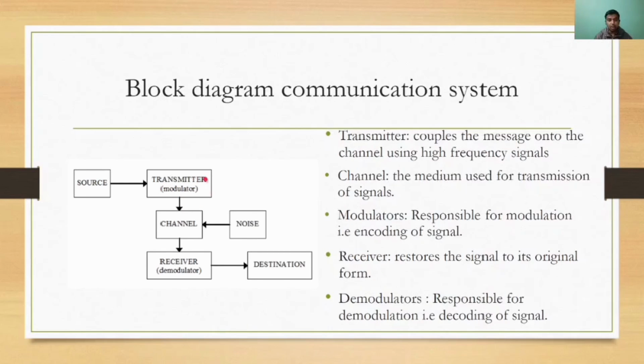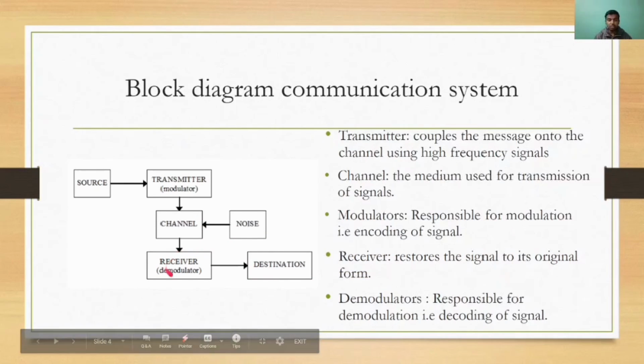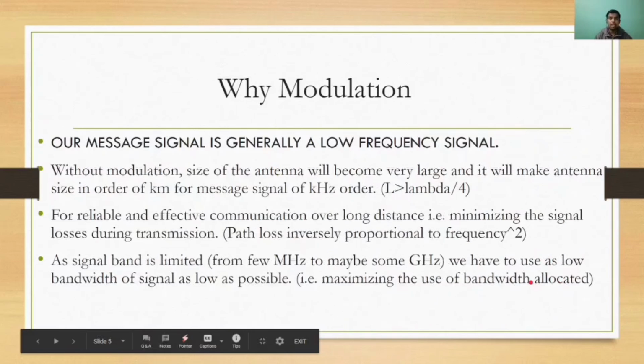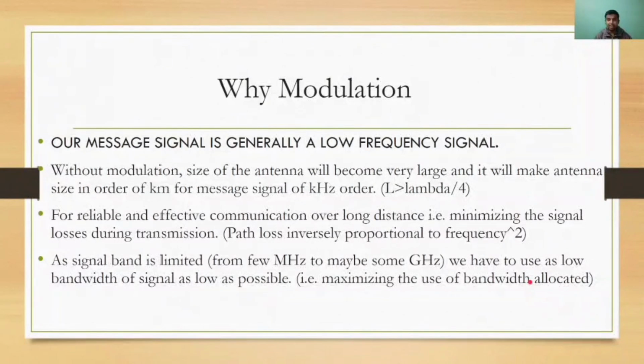The modulator is also a part of the transmitter, whose role is to encode the signal. Then the signal goes through the channel to the receiver, and the receiver's role is to receive the signal that was transmitted. And the demodulator is a part of the receiver whose responsibility is to decode the signal which was encoded by the modulator.